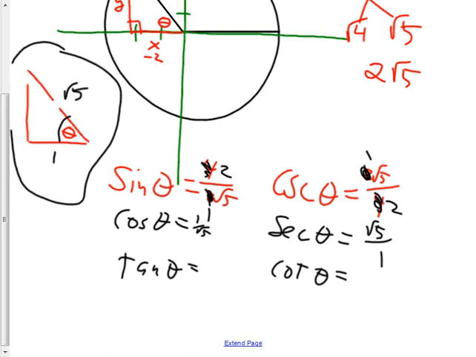Okay, seems like you guys are quiet now, which means you probably are done. Tangent. Tangent is TOA. I could put my little helper monkeys here if I wanted to. O over A. And the opposite from this angle right here would be 2, over the adjacent would be 1. 2 over 1, which is 2. And then it flips to 1/2. Raise your hand if you had those right.